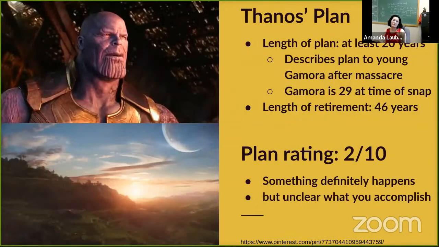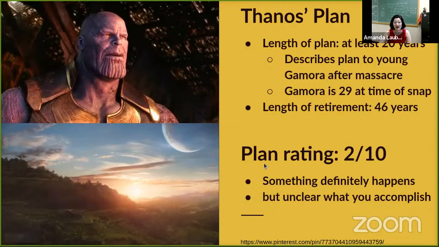So in summary, I don't agree with Thanos's plan. As far as the implementation of his plan, he worked on it for at least 20 years, and I think it was probably longer. I got 20 years because he described the plan to Gamora shortly after massacring half the people on her home planet. And she would have been 29 at the time of the snap. Probably she was under 10 when that conversation happened, so he's been working on it for 20 years. But Thanos was like 1,000 years old at the start of Infinity War, so he's probably been thinking about this longer than those 20 years.